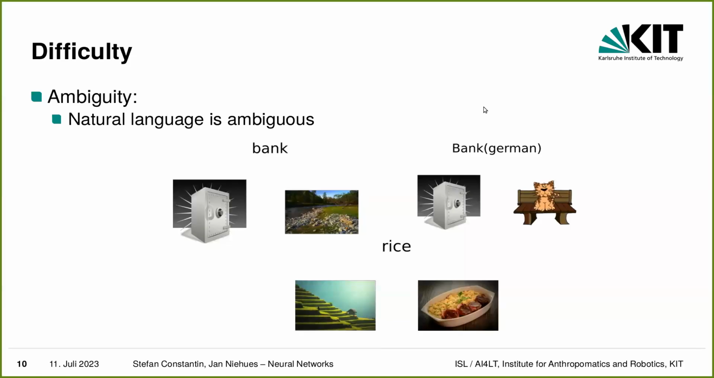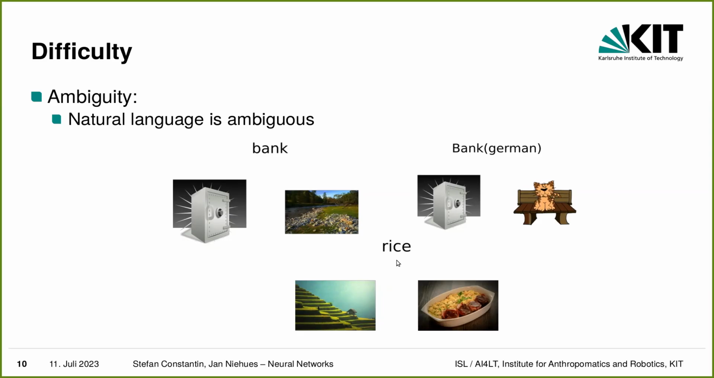One reason for this is that there's a lot of ambiguity in language. Let's say we have the German or English word bank, and it might refer to different meanings. It has the same surface form, the same spelling, but in different contexts it might refer to different words. Here it's the bank where you store your money, or it might also mean the river bank. Translated from German, the translations are different.